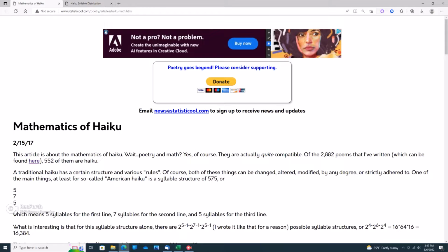I wanted to do this video on an article I wrote for my website called The Mathematics of Haiku. And a haiku is a poem that has 3 lines to it. The first line has 5 syllables, the second line has 7 syllables, and the third line has 5 syllables. And I would not get too dogmatic about that if you're writing poetry. That's just kind of like how it's been standardized, or American haiku, whatever you want to call it.